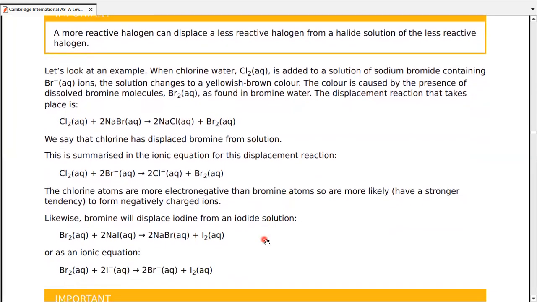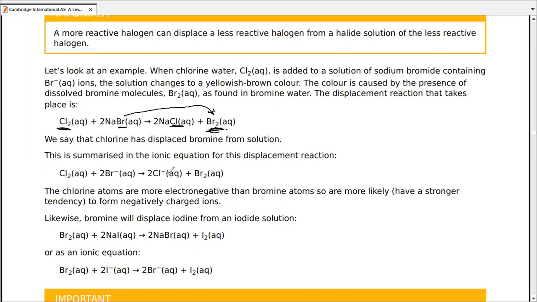So let's take an example. When chlorine water is added to a solution of sodium bromide containing bromide negative ions, the solution changes to a yellow-brown color. And the color is caused by the presence of dissolved bromine molecules as found in bromine water. So we can safely say that this is because of the displacement. And since chlorine was more reactive than bromine, chlorine displaced bromine from the bromide ions and converted them into bromine molecules and took its place.